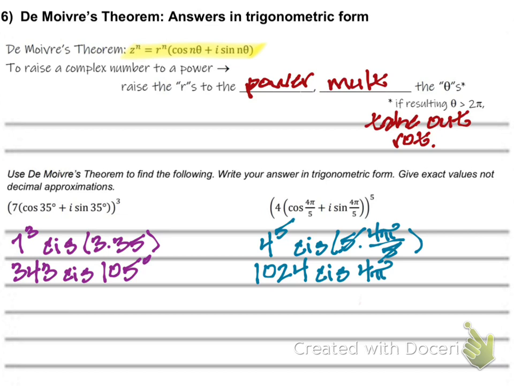But that's more than 2 pi, so we want to take out our rotations. So that's actually going to end up being 1024 cis 0, right? Or 2 pi, depending on if they don't say that theta needs to be between 0 and 2 pi, then you could use either 0 or 2 pi, right? Because those end up at the same spot.